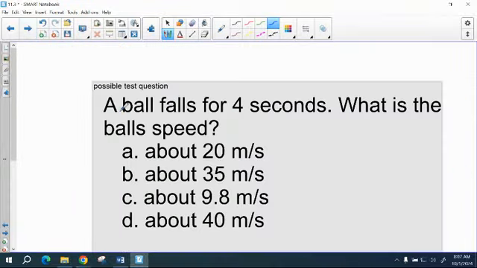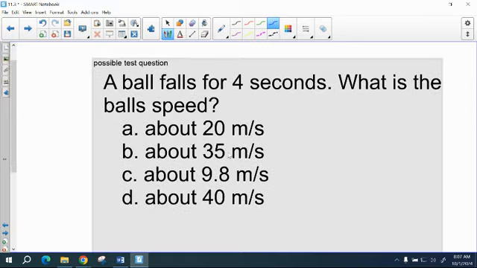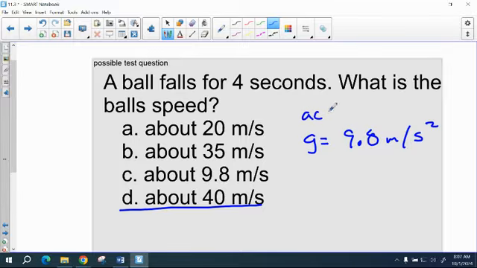So a ball falls for about 40 seconds, and by the way, this is a possible test question. What answer is the right answer, do you think? D. Yeah, it's going to be D, because it increases by 10 meters per second every time. Actually, the acceleration due to gravity, we call it G, is actually 9.8 meters per second squared. That's the acceleration due to gravity.